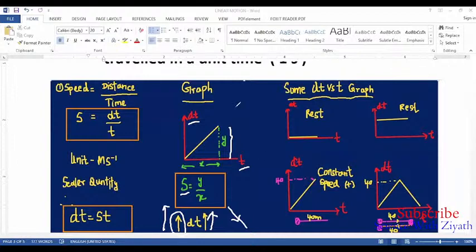For example, listen. I will be talking about this displacement time graph. Then only you will understand this one, right? So later I will talk later. And look at this one, distance versus time graph, some distance time graph. Look this one, this is the rest.